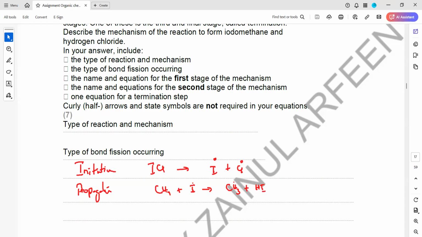But in the question, if you see, this is a possibility, but it is forming iodomethane and hydrogen chloride. So why not this in propagation? Yes, they mentioned it in the question. That's why I can write this, but as you can see in the question, they mentioned the mechanism for the reaction to form iodomethane and hydrogen chloride. This will not result in the formation of hydrogen chloride.